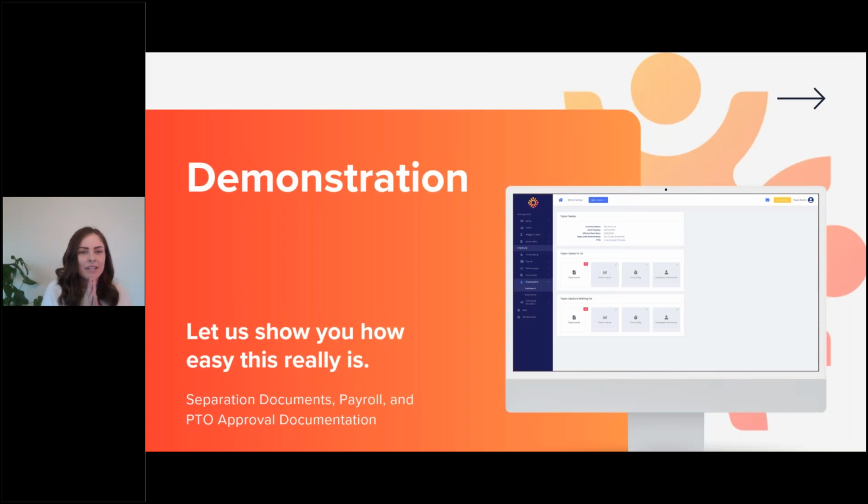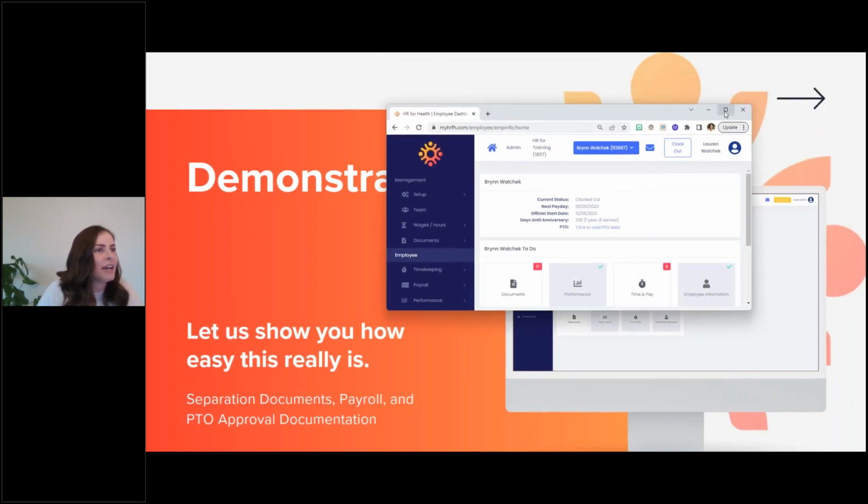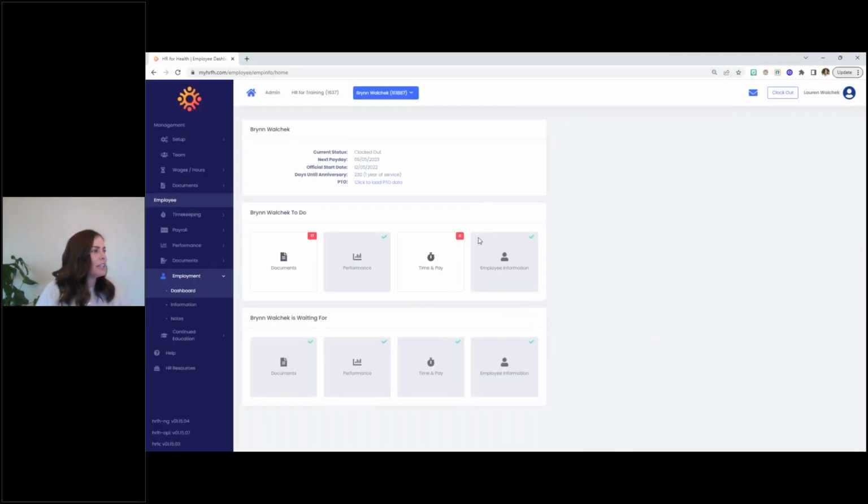Awesome. So I'm going to show you a few of these things in the actual software, show you how easy it is, so that we can hopefully save you some time and headache with all these time off things. I'm going to go ahead and share my screen.